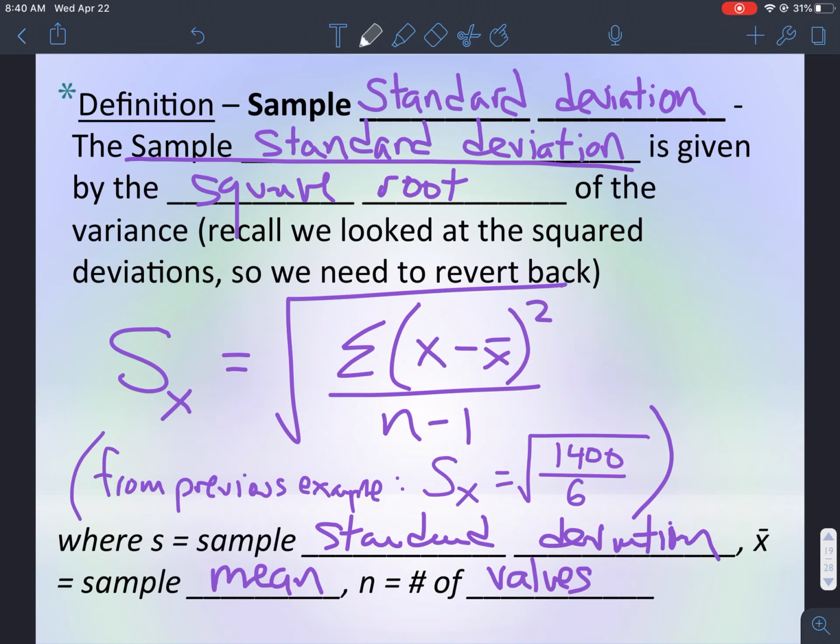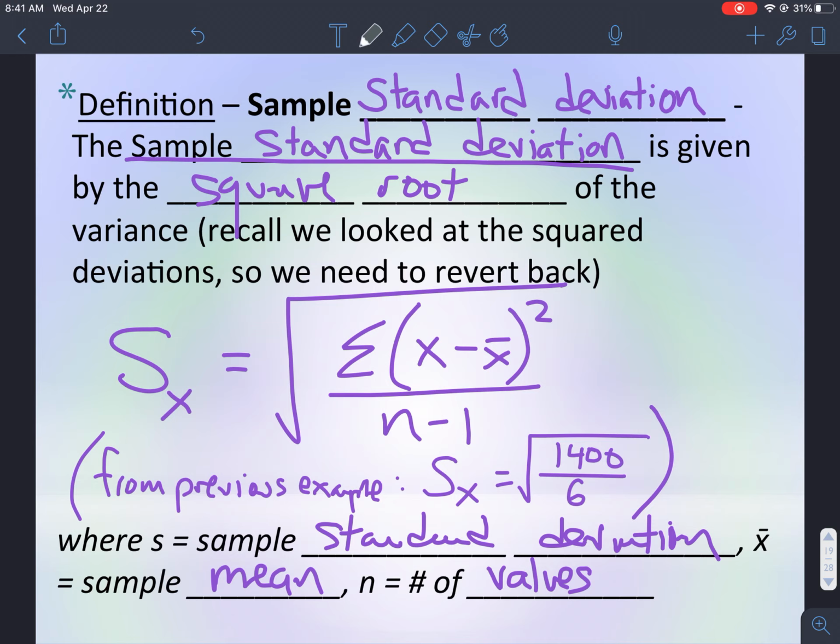This is Unit 3.2, Algebra 3. We're talking about measures of central tendency and variation. Here is the slide where we left off. This is going to be part 2 of the notes. We talked about standard deviation.